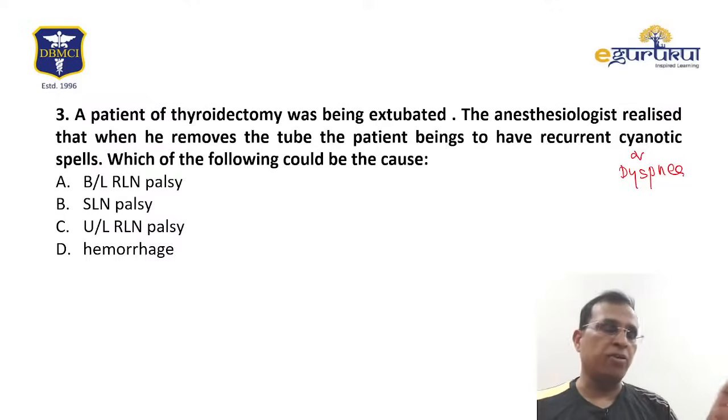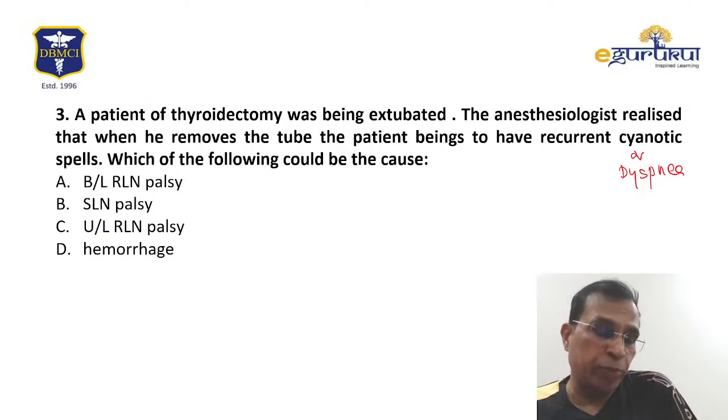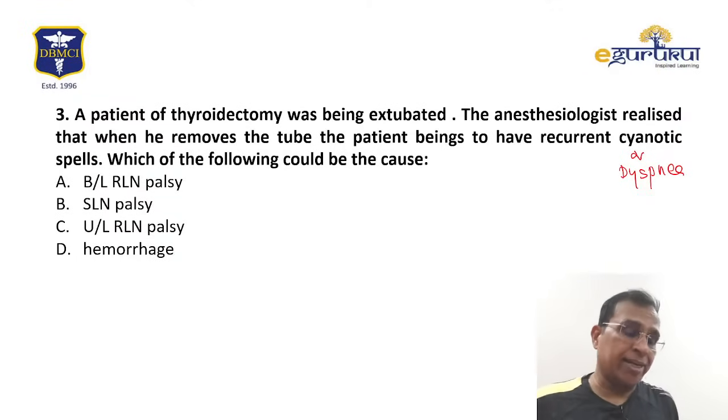Cyanotic spell and dyspnea are one and the same thing. So which of the following could be the cause of this? Bilateral recurrent nerve palsy, superior nerve palsy, unilateral recurrent nerve palsy, hemorrhage. So what do you think is the correct answer?